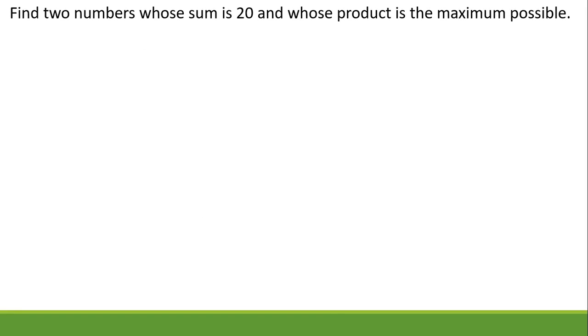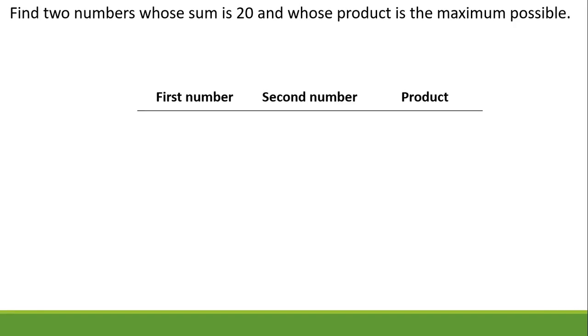So what if we change the problem a little bit? And we said find two numbers whose sum is 20 and whose product is the maximum possible. Well, now we've got something different to consider. We're still going to look at the product of the two numbers, and we're going to see if we can make that product as big as possible, but we want to make sure that the two numbers that we're choosing add up to 20. So maybe we'd try 1 and 19.